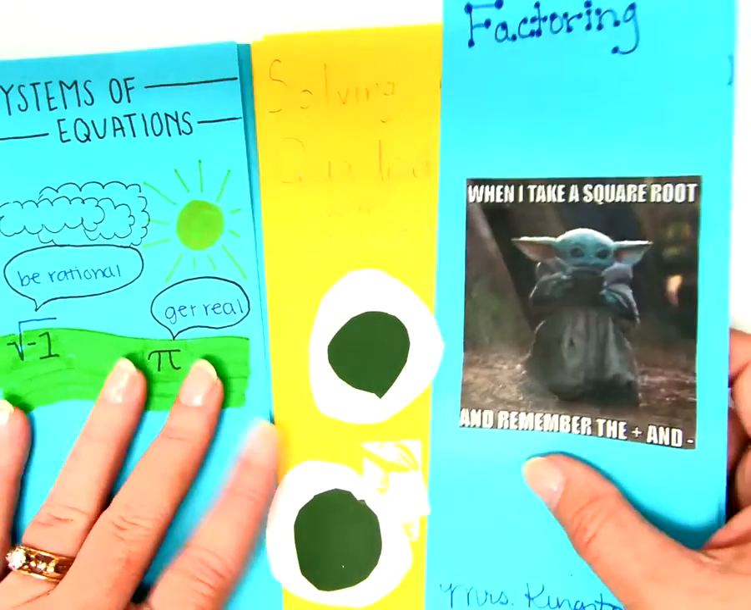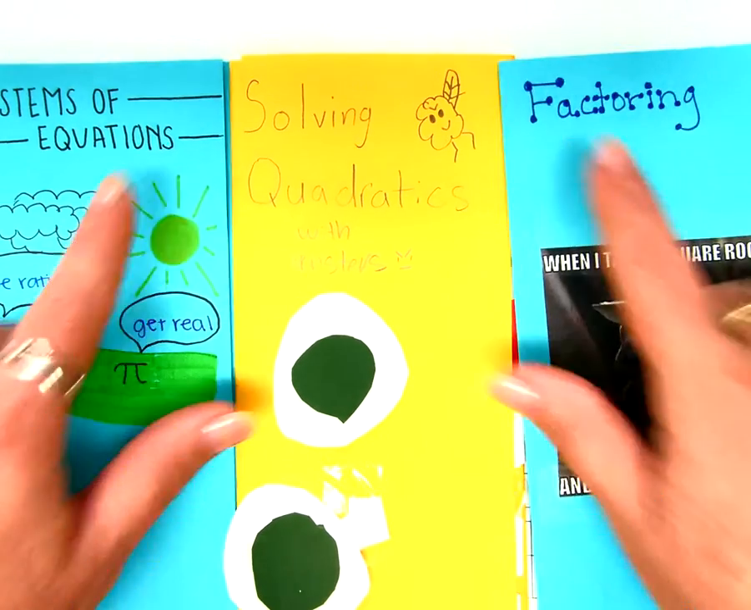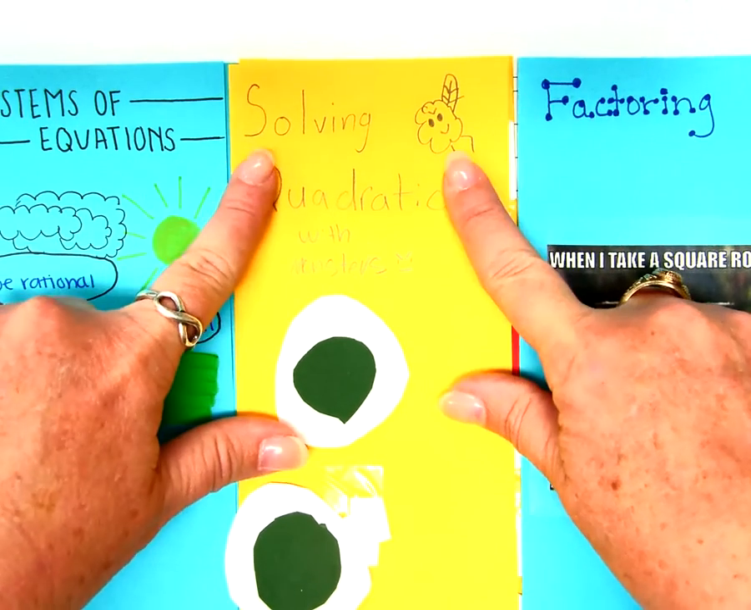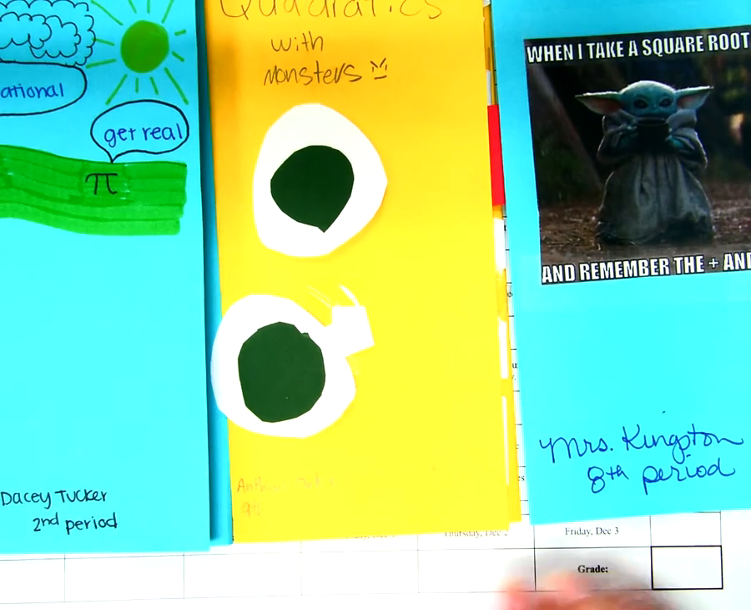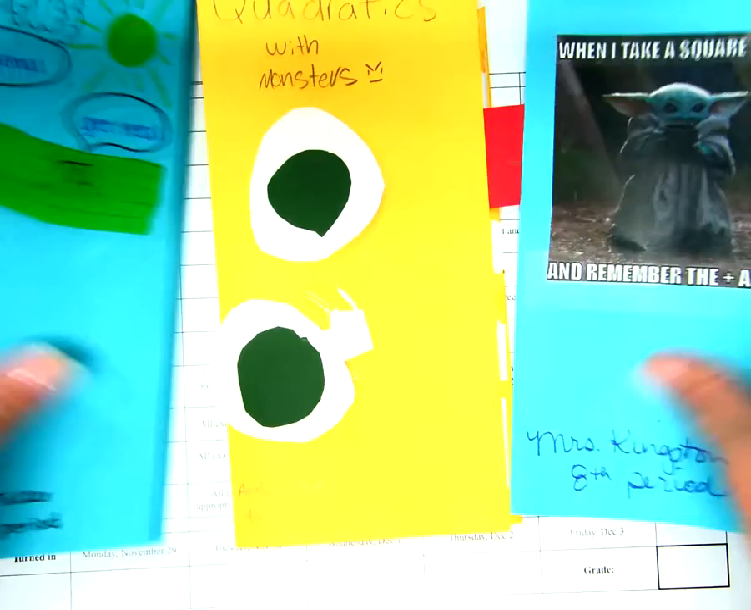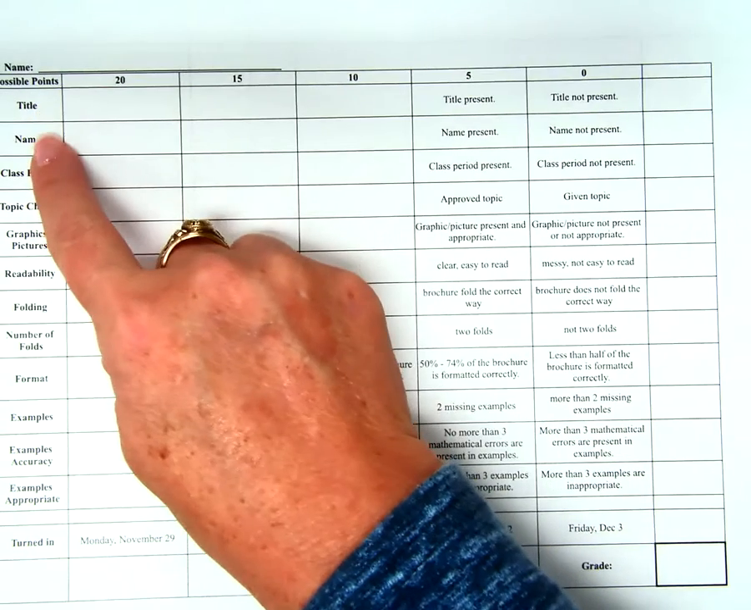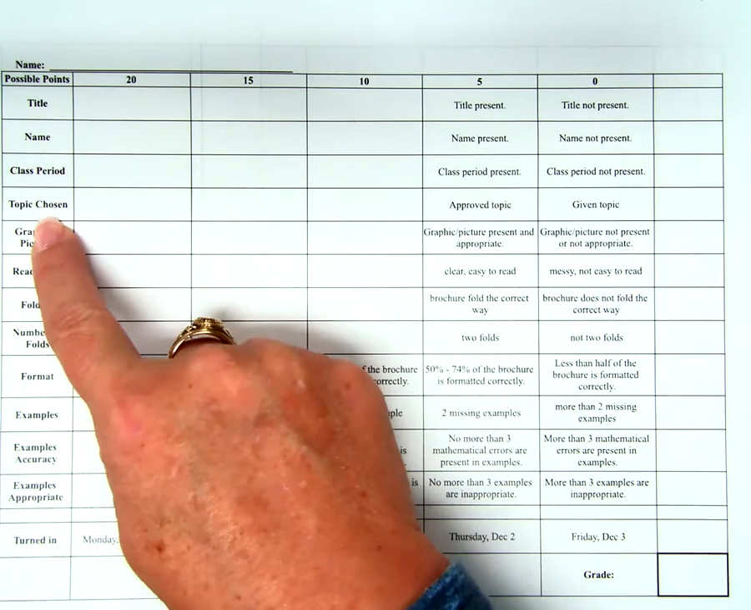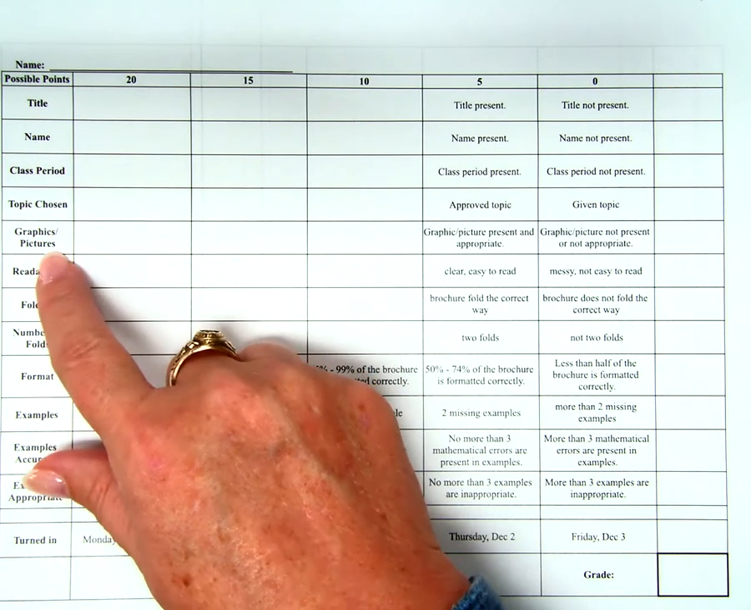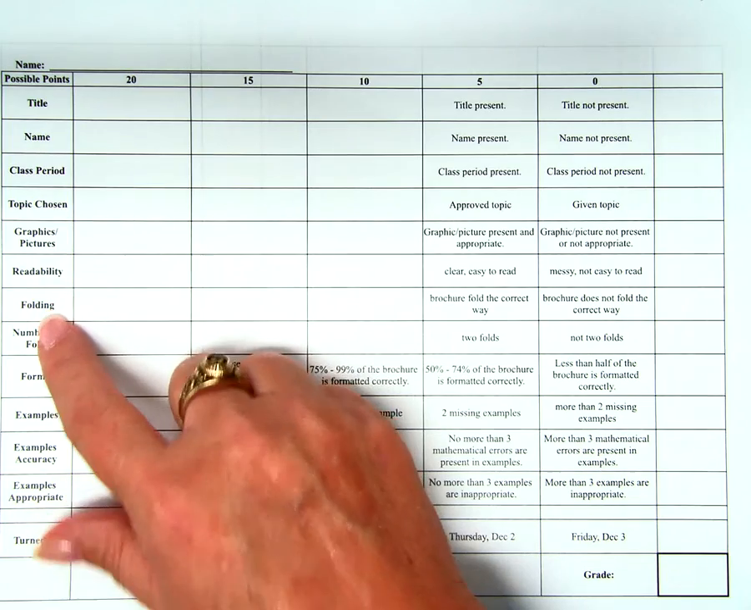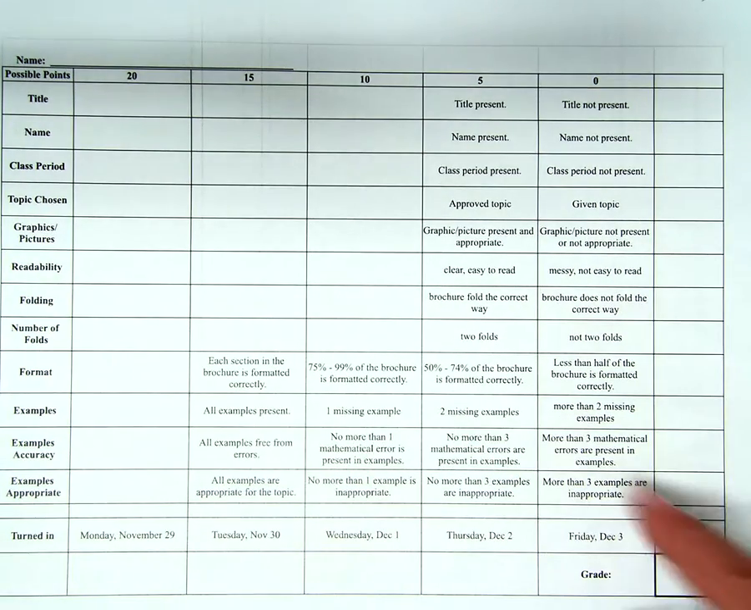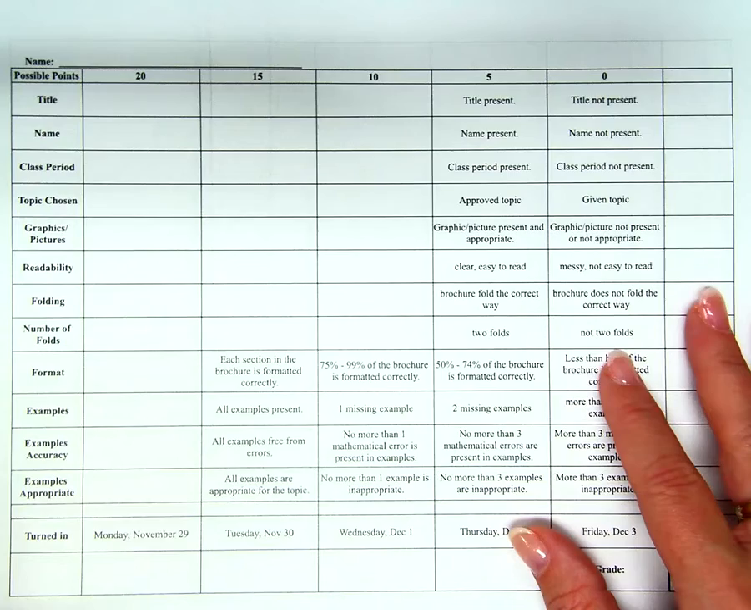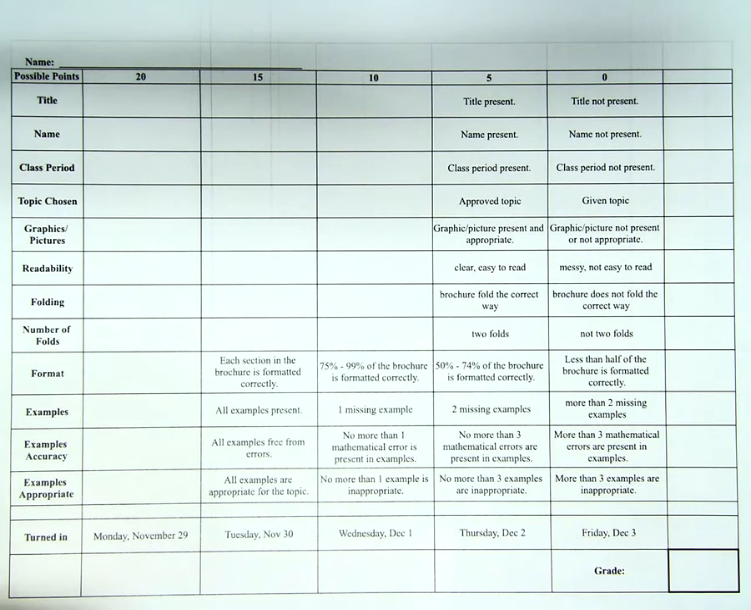Notice, please, though, on the front, what every single one of them has. They have a title, they have a picture, and they have a name and a class period. Okay? Notice on your rubric: title, name, class period, topic chosen, graphic or picture, readability, folding, number of folds, format. Everything is here. So you know exactly what I'm expecting. You're deciding what you get by making sure you do all the stuff you're supposed to do. Does that make sense? Okay.